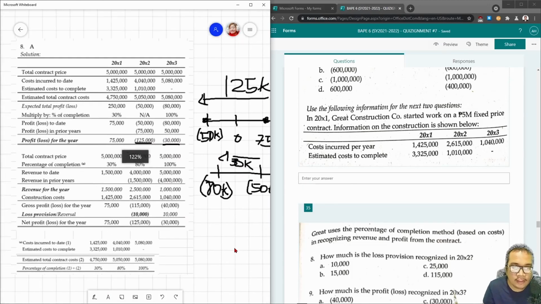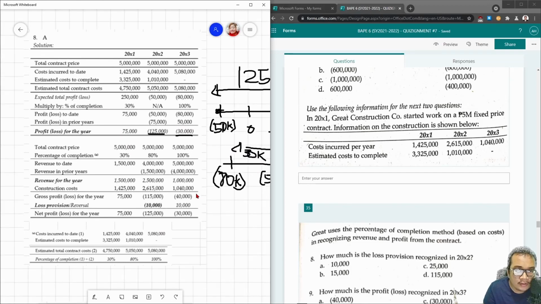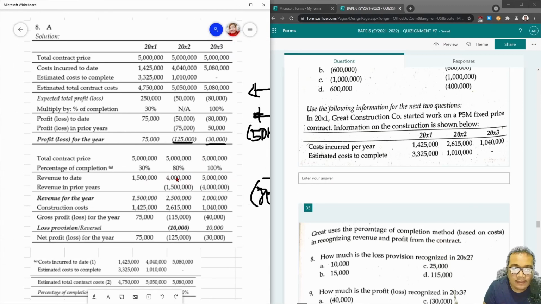So, in that case, continuing with our discussion. Profit or loss, same na yan. Ngayon, let's go to the next table. Total contract price, 5 million. Percentage of completion is computed: 30, 80, and 100%. Revenue to date, 1.5, 4 million, kasi minumultiply mo sa 5 million. Revenue in prior years para malaman mo yung for the current year lang, kasi cumulative yan siya: 1.5, 2.5, and 1 million. Construction cost natin as provided here, for the particular year, 1.35, 2.615, and 1.04.